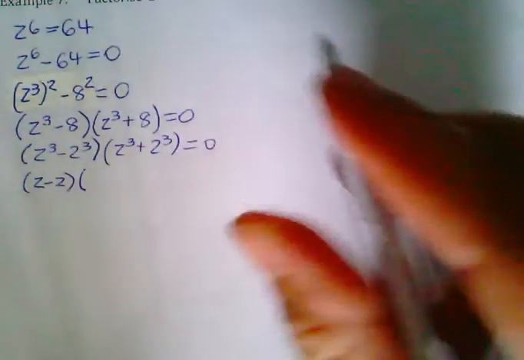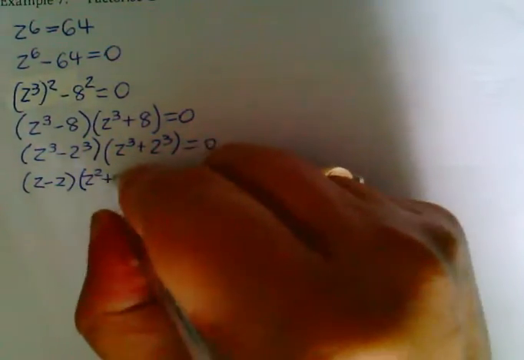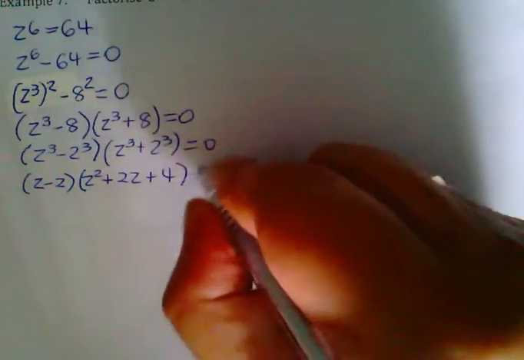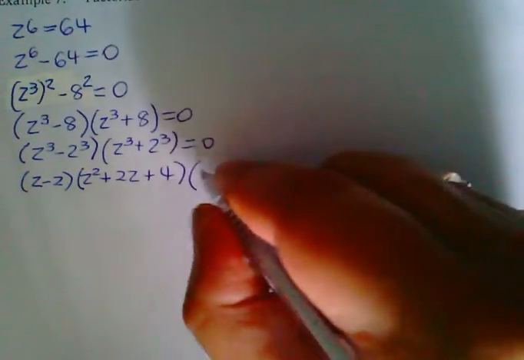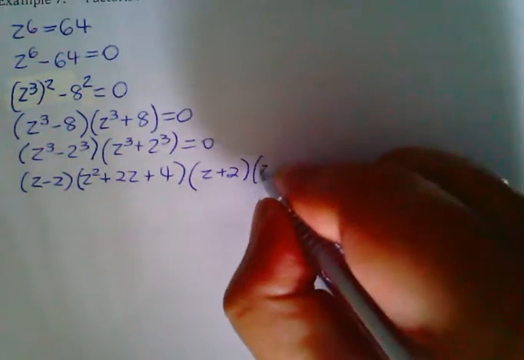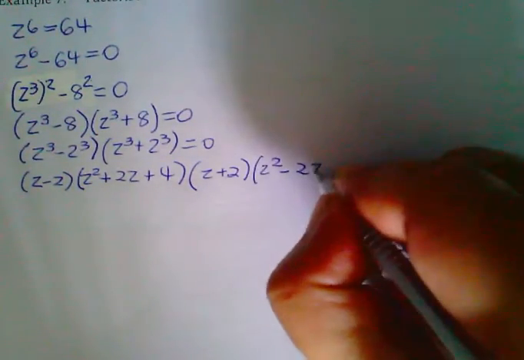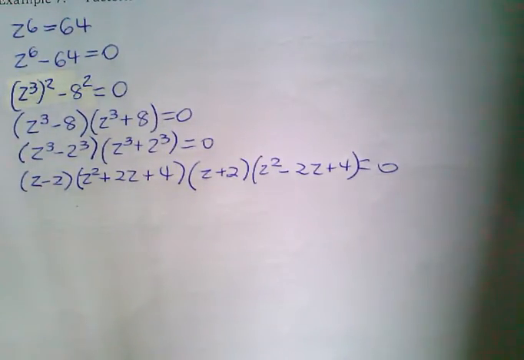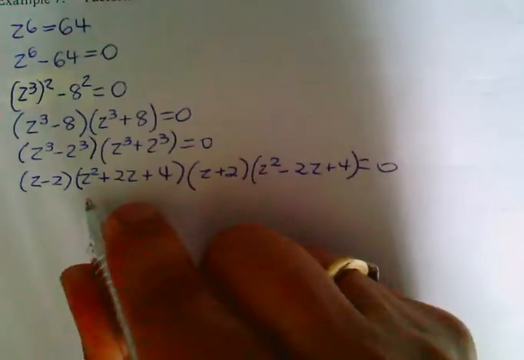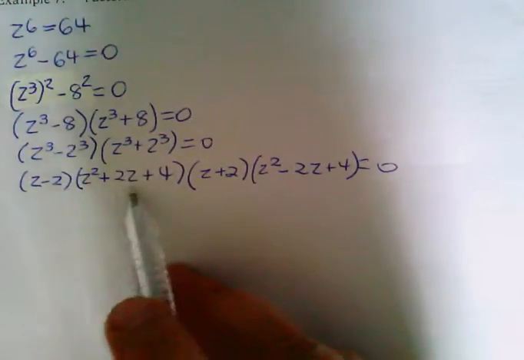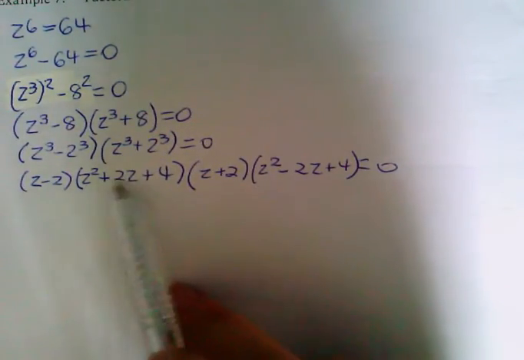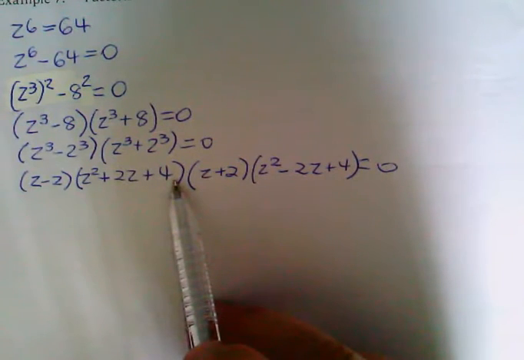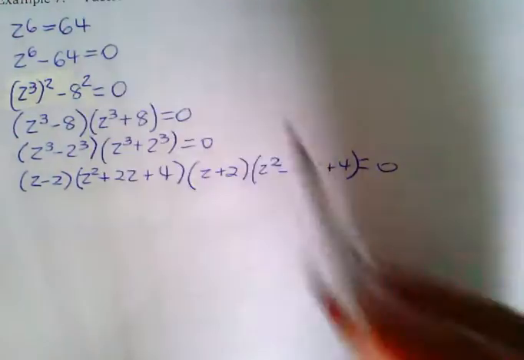And we've got z minus 2, so factorising the z cubed minus 2 cubed, z squared plus 2z plus 4, and over here we've got z plus 2, z squared minus 2z plus 4, and all of that is equal to 0. So now we need to factorise the z squared plus 2z plus 4 by completing the square, because there are no 2 factors of 4 that add up to 2.